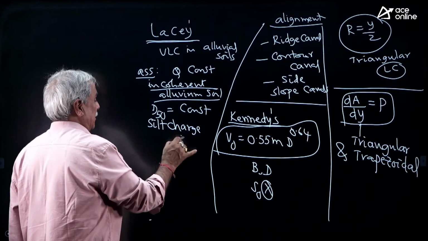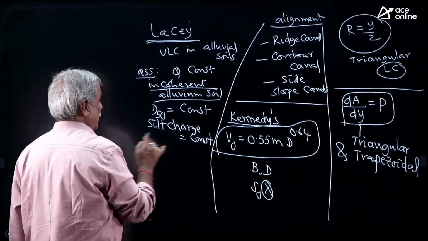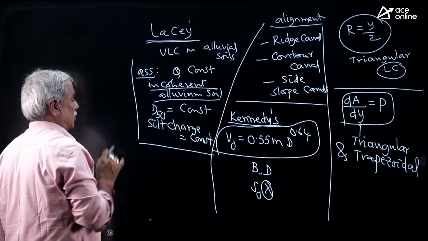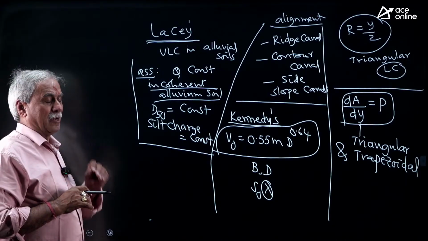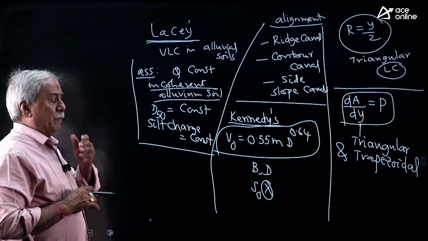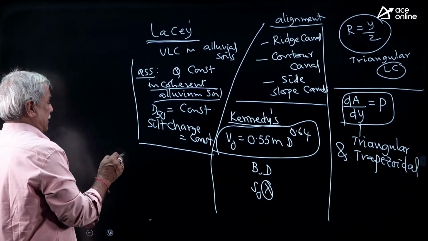It is called silt grade. Silt grade and silt charge both are constants. Under these assumptions, we get 6 formulas for the design of unlined canals. The empirical formulas given by Lacey, let us see.